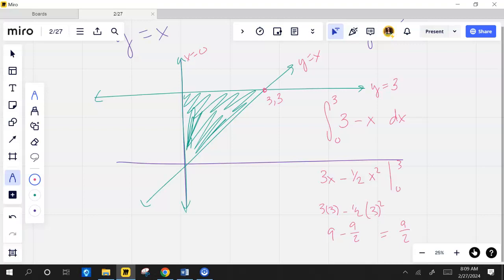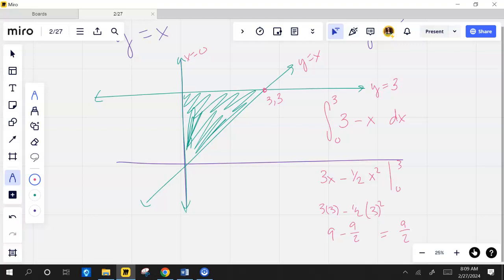Lauren, is that what you got when you did one-half base times height? Yeah. Much easier. It is. I agree. But it doesn't matter. You can use calculus, geometry, whatever you like. All right. That's the region. That's part A. Part B.